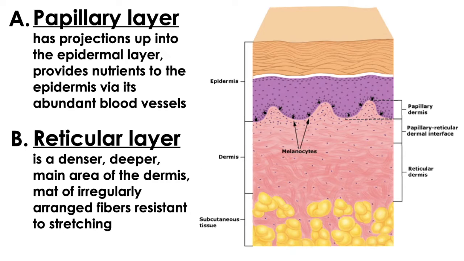So you can see on the right of the picture, we have the papillary dermis, the papillary-reticular dermal interface. That papillary area provides nutrients to the epidermis through blood vessels. Now the reticular layer is the bottom part of the dermis. This is denser, deeper, and consists of those stretching fibers.